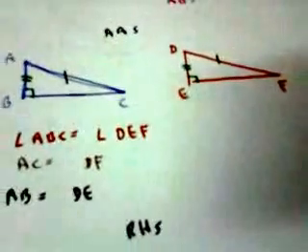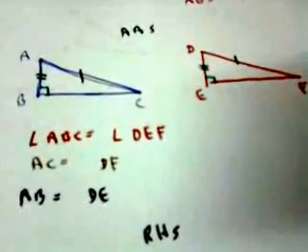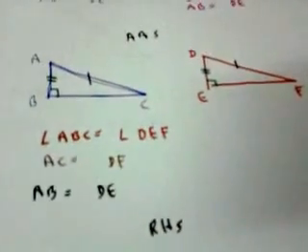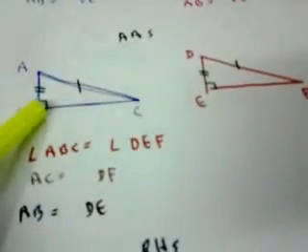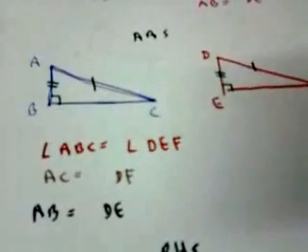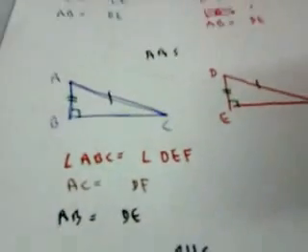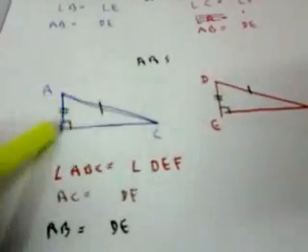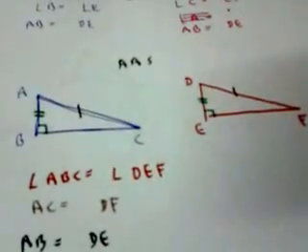Third one, we have right angle, hypotenuse, side congruence. Two triangles ABC and DEF are right angled at B and E respectively. AC equal to DF, the hypotenuse AC equal to the hypotenuse DF. Then, if it is given that AB equal to DE, then the two triangles are congruent.